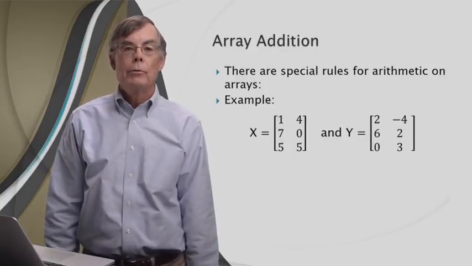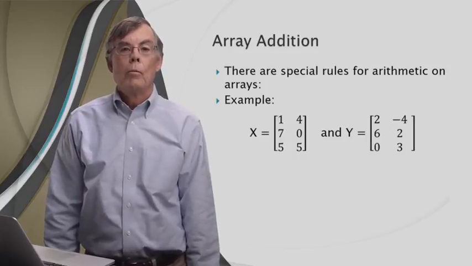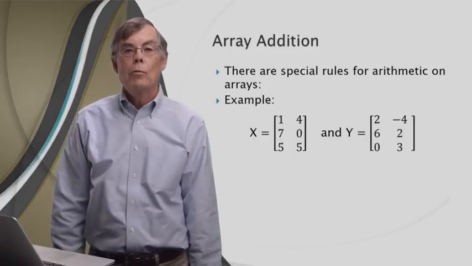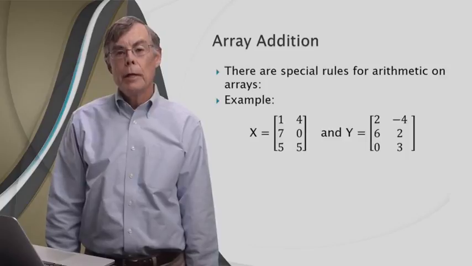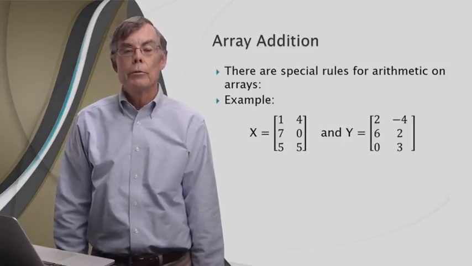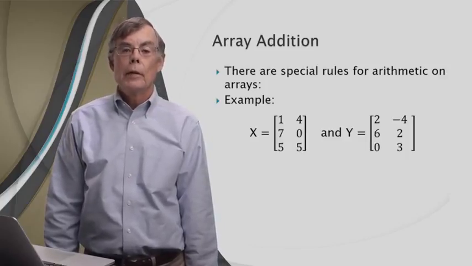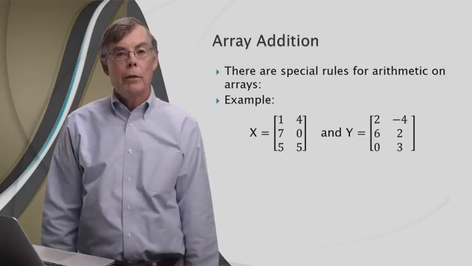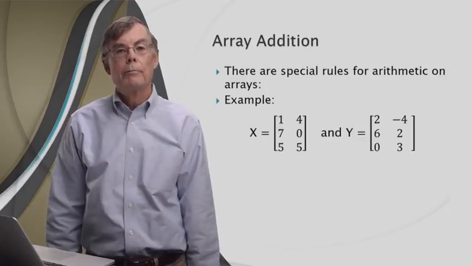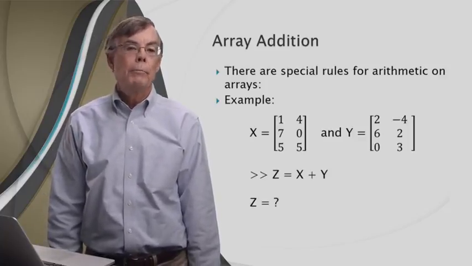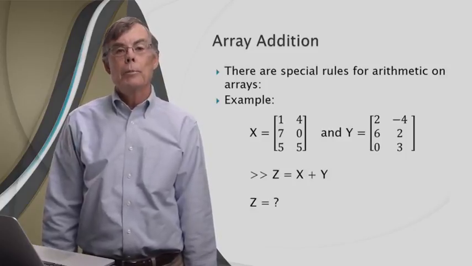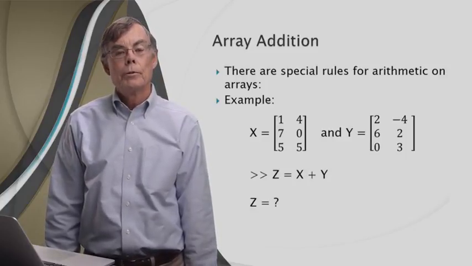X is a 3 by 2 matrix, 1, 4, 7, 0, 5, 5, and Y is also a 3 by 2 matrix, 2, minus 4, 6, 2, 0, and 3. In order to add two matrices together, we have to make sure that they have the same dimensions. So suppose we give MATLAB the command z equals x plus y. What does z look like?